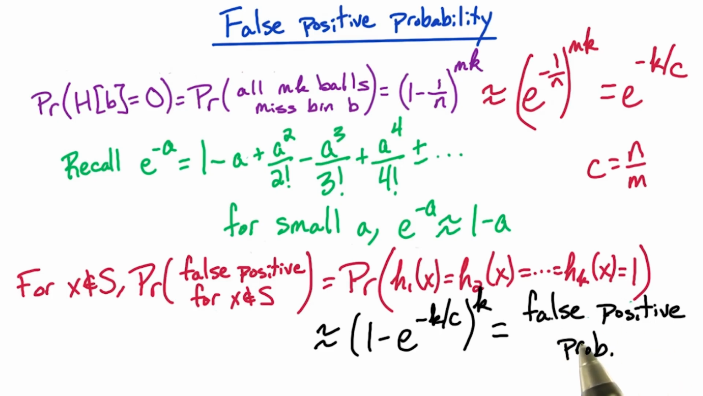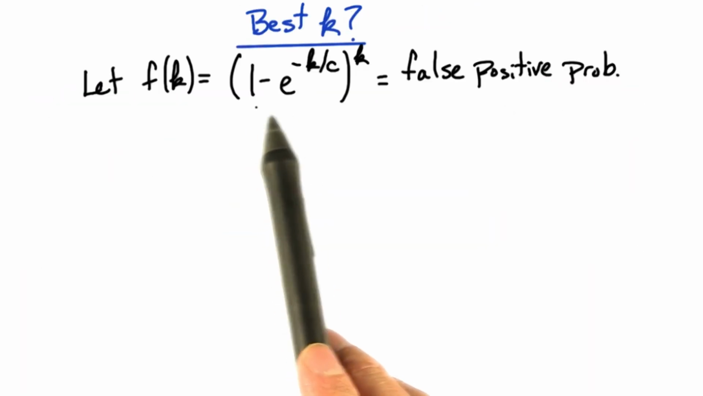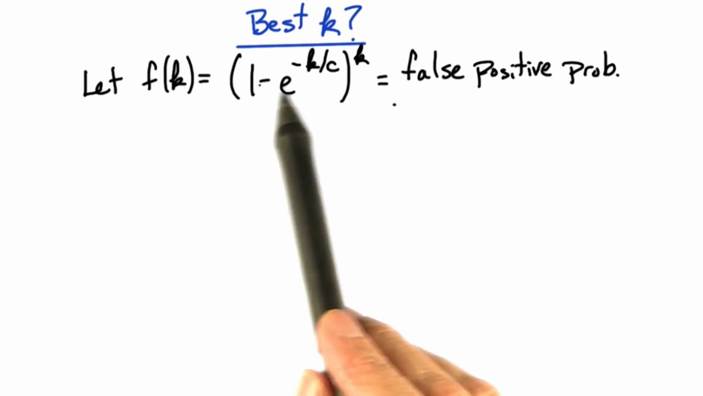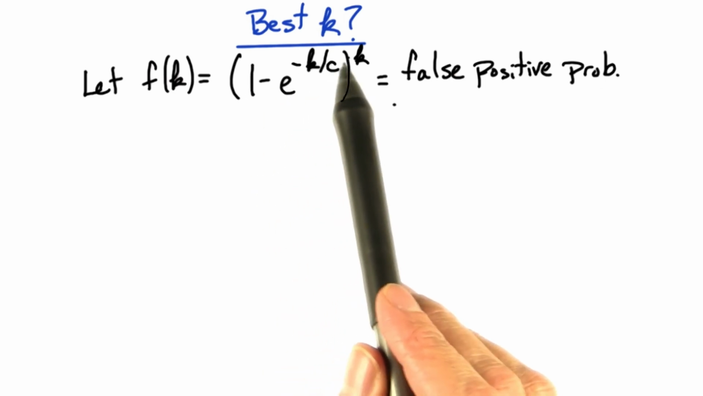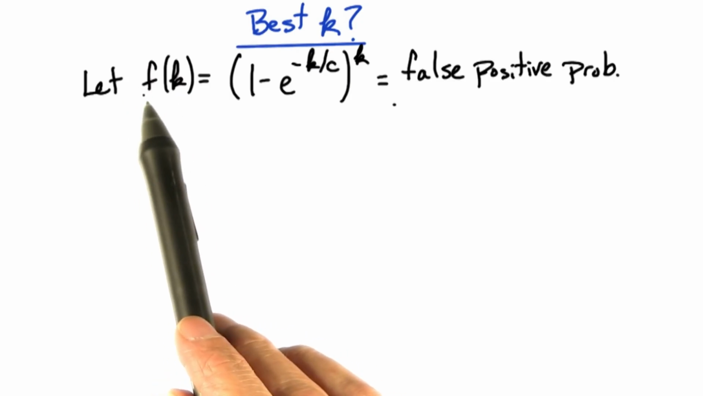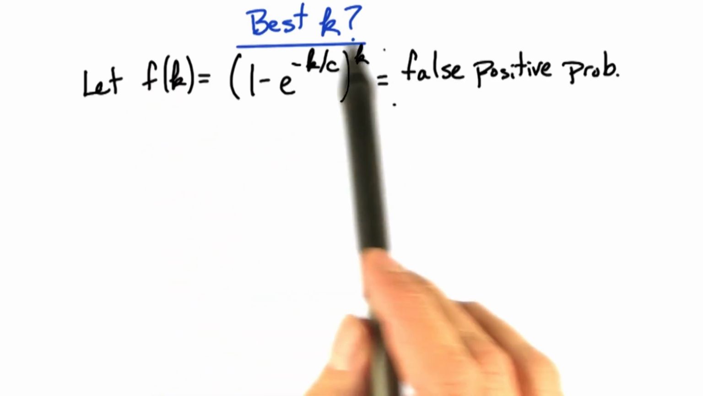In order to minimize this false positive probability, what are we going to do? We're going to take this function, take its derivative, set it equal to 0, and find the optimal choice of k to minimize this expression. So a bit of calculus. We're going to skip it, but I'll tell you the punchline. Recall the expression that we just obtained for the false positive probability: 1 minus e to the minus k over c, raised to the power k. Let's look at this as a function of k. So let f of k denote this expression.